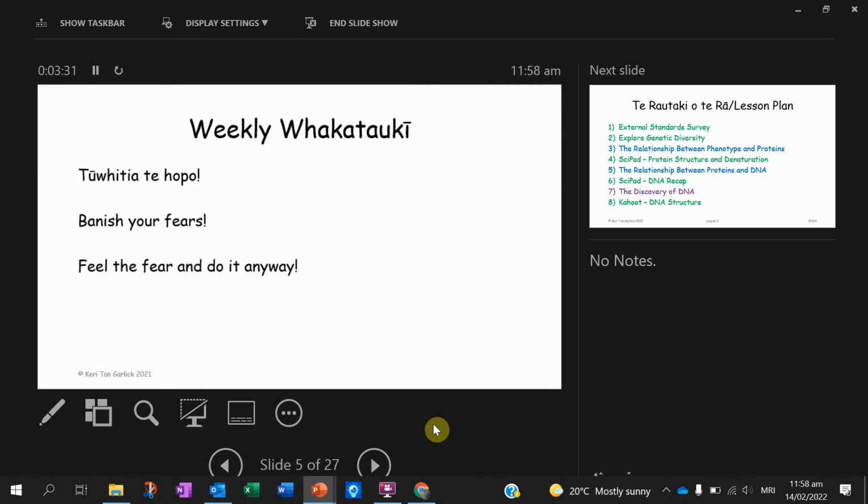All right. And also, this is my first lesson of the week. I thought it'd be nice to share a weekly whakataukī. I've gotten this from this book called Oroha, which I thought is really nice. It shares modern wisdom. And in this case, this week, we have Kūpitia te hopo, which is to banish your fears, feel the fear, and do away from it.